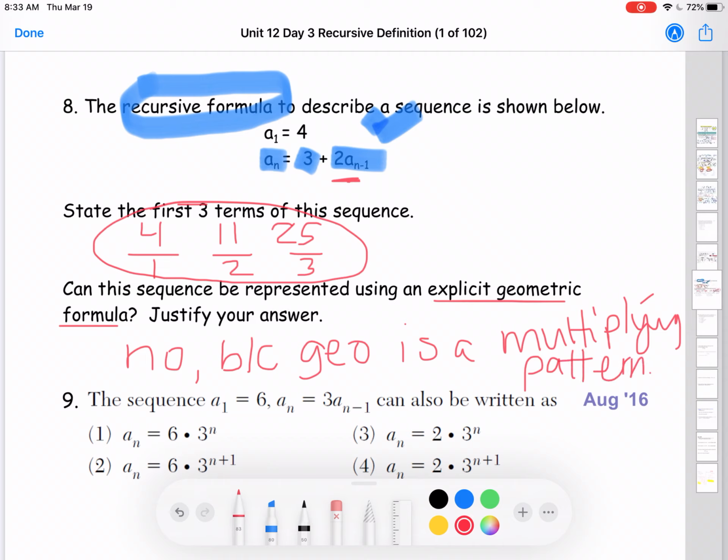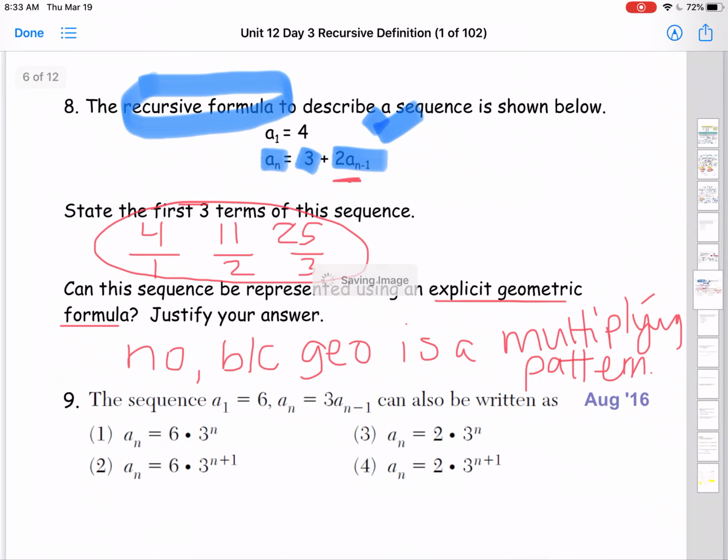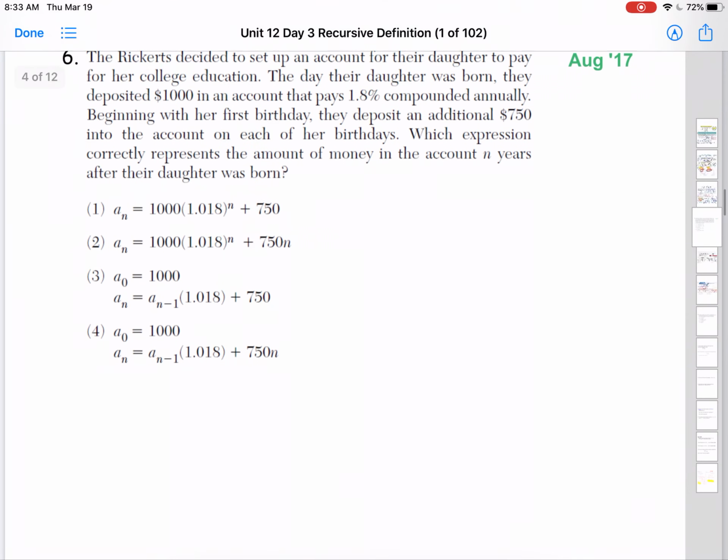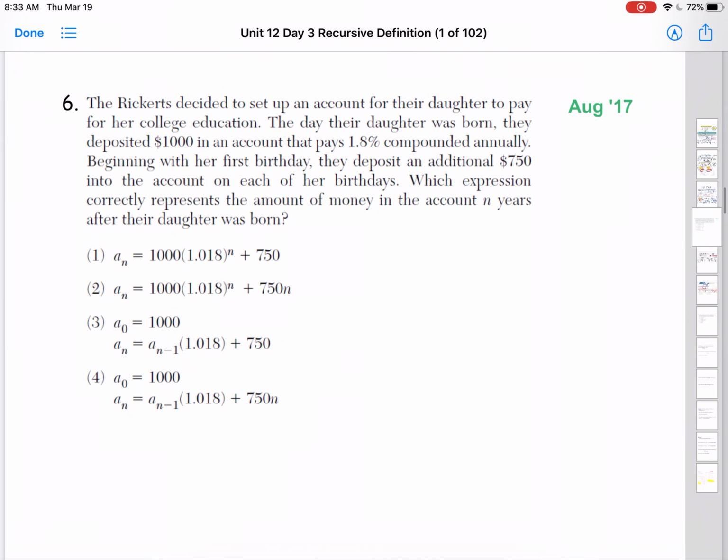Okay, and now we're going to go back to this one. Like I said, I wanted to go a little out of order because I like the flow better. And we'll go to this guy here.